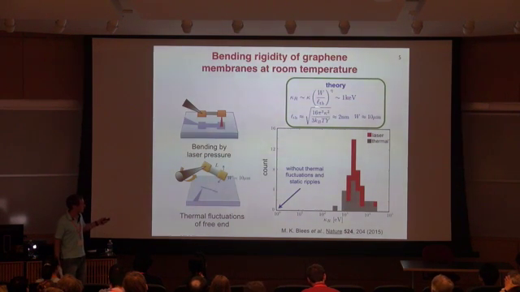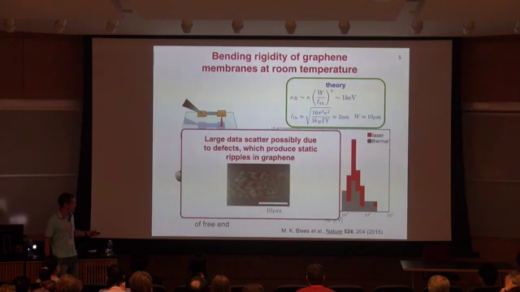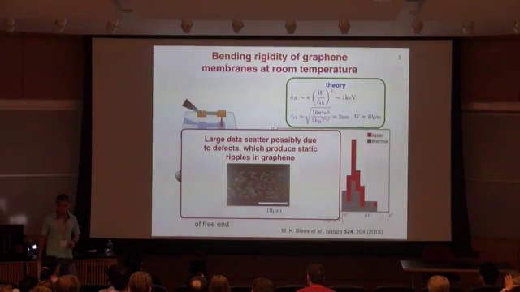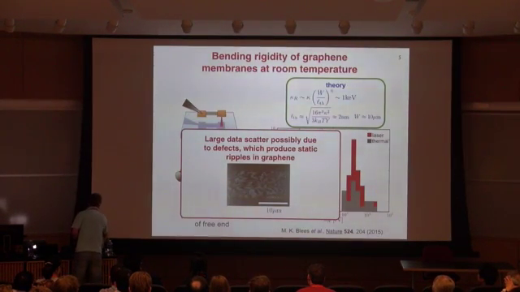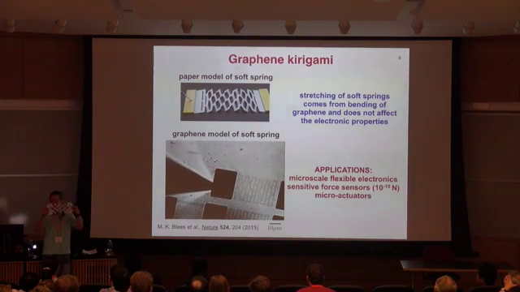And it seems to be consistent with this theoretical picture, but you also see a big scatter. You see that there's more than a decade in this. And we think that the reason for this is that there are also defects present in graphene, which basically convert graphene into something like crumpled paper, which also enhances the bending stiffness. And these defects could also give rise to this large scatter. And what happens now if you start playing with graphene sheets and if you start cutting them, then you can get inspired by kirigami and you can start making soft springs like this.